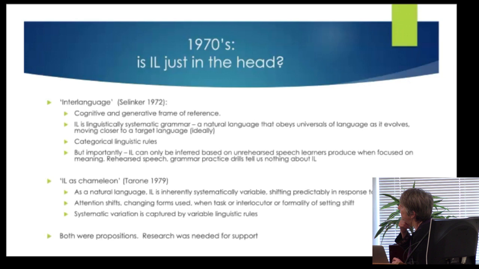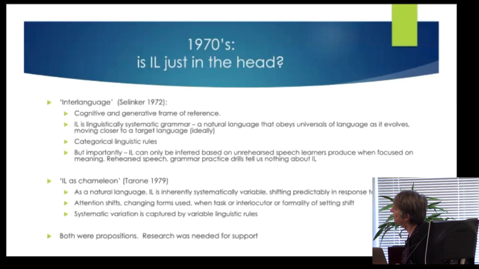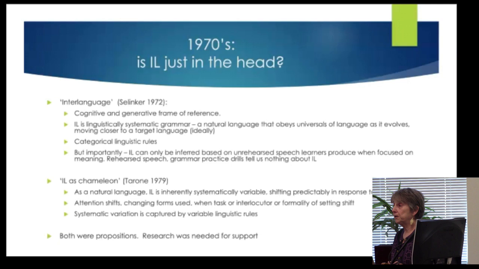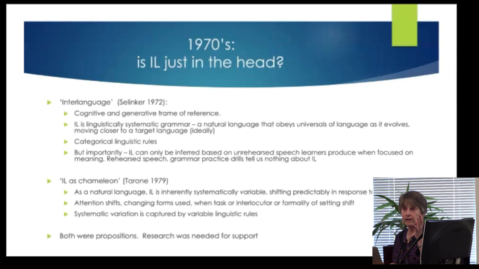But early on, in 1979, one of the earliest papers I wrote was Interlanguage as Chameleon. So what I was saying there was that as a natural language, I would assume that interlanguage is not just in the head. It is an inherently, systematically variable system. When learners move from one social context to another, the grammar may change. They can be very accurate in the lab and walk out in the hall and completely change grammar rules when talking about something else.